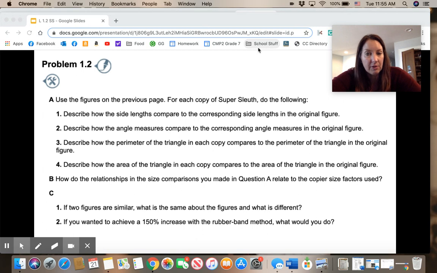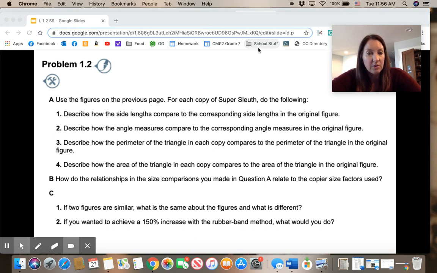How is the perimeter in each copy of the triangle similar to the original? Describe how the area of the triangle compares. You'll have to measure and compute the area. Remember, the area of a triangle is 1/2 base times height.